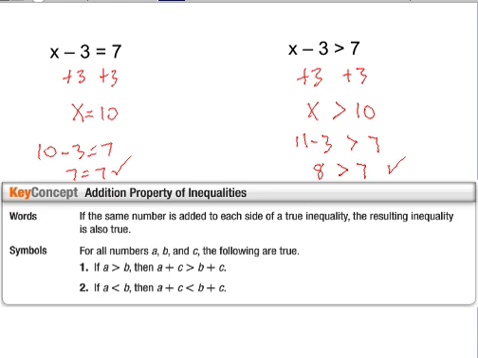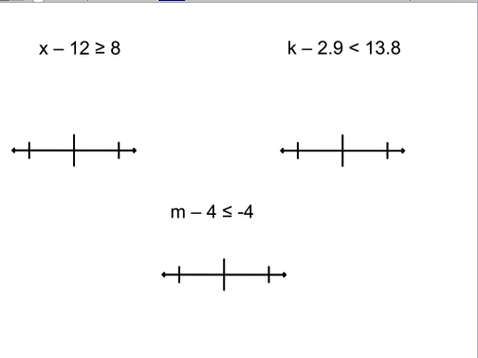All right, let's just look at a couple of examples here real quick. We'll also talk about a new type of notation as well. So x minus 12 is greater than or equal to 8. So what do I do to solve it? Add 12. So x is greater than or equal to 20.